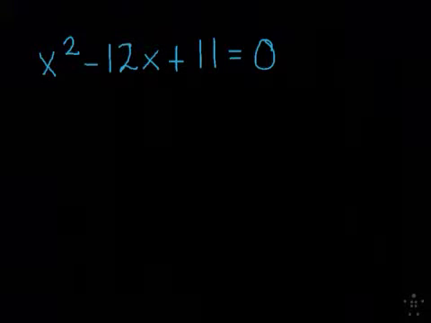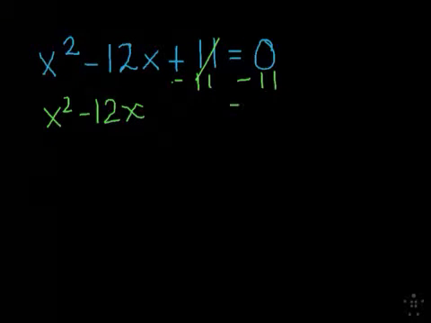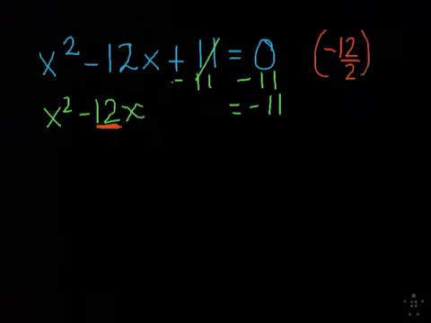Okay, here's our next example. Remember, we're completing the square, so our first step is to move the constant term to the other side. So our constant here is 11, so we're going to subtract 11. So we have x squared minus 12x equals negative 11. Alright, so remember, next step is to find the new c value. We're going to do that by taking half of b, half of the term b, and squaring it. So negative 12 divided by 2 squared. So negative 12 divided by 2 is negative 6. Negative 6 squared is 36. So we're going to add 36 in on both sides.